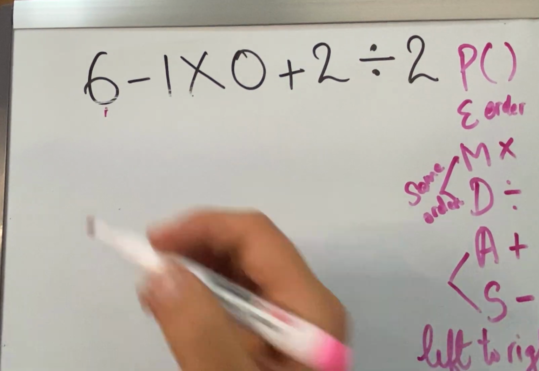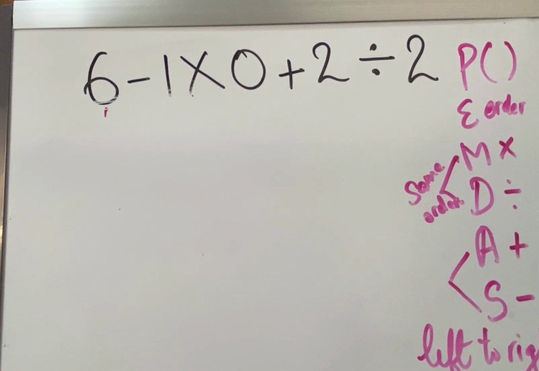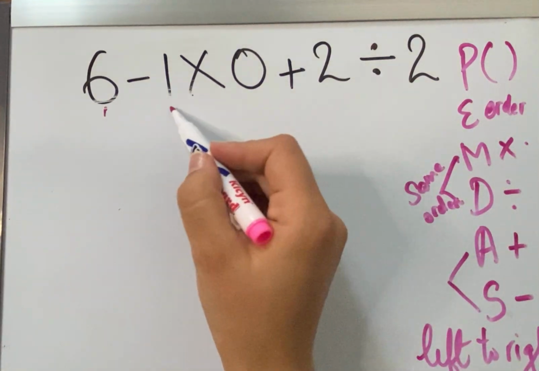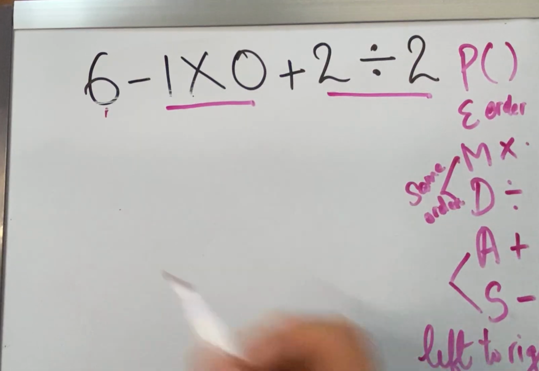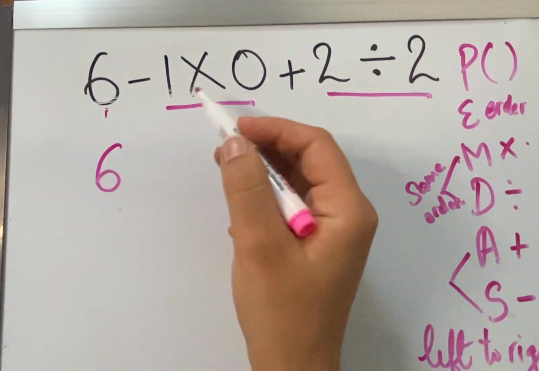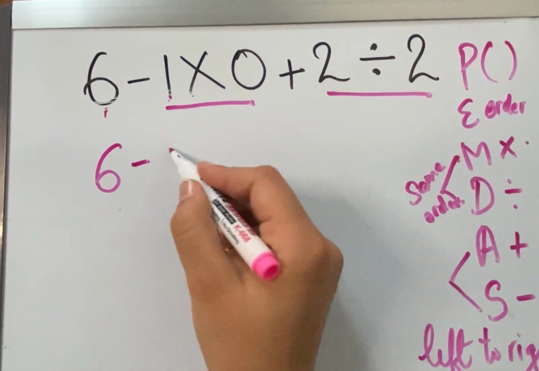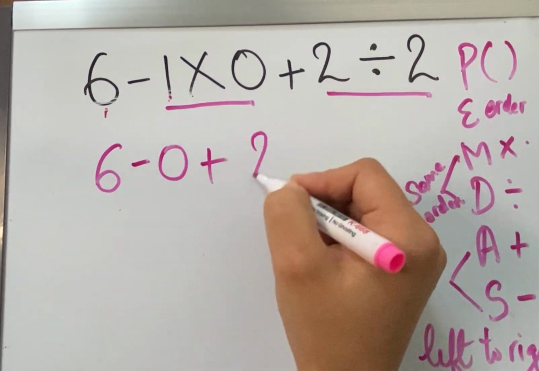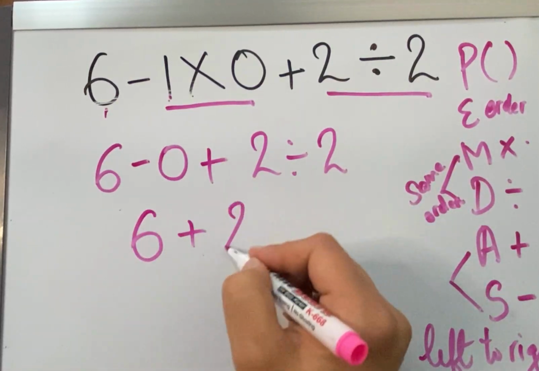Using PEMDAS. So first of all, from left to right, multiplication and division have same order. So here is multiplication and here is division. So we're gonna follow left to right rule, and that means we are going to solve this first. 1 times 0 is 0 plus 2 divided by 2. Now we get 6 plus 2 divided by 2.